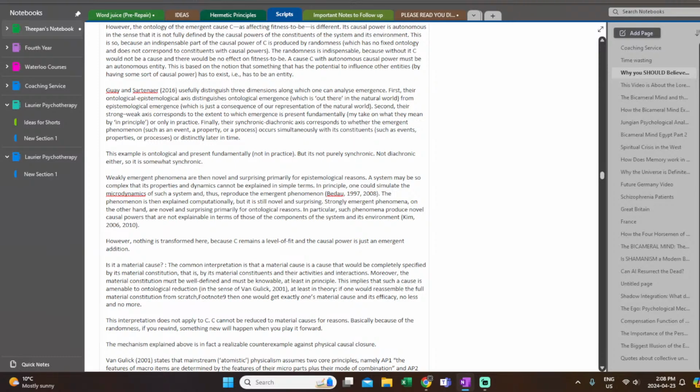That's interesting how he gives that. It's present fundamentally, not in practice, so it's strongly emergent according to his definition, and it's ontological. It definitely exists according to his definition, and that's probably the thing that people are going to challenge him on. It's just like, no, it's not ontological. It's just kind of like a calculation.